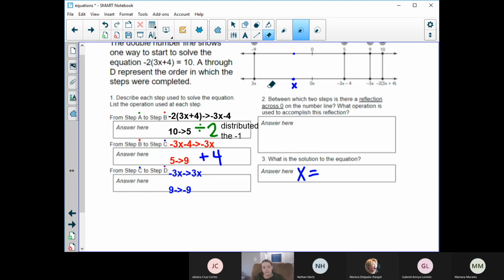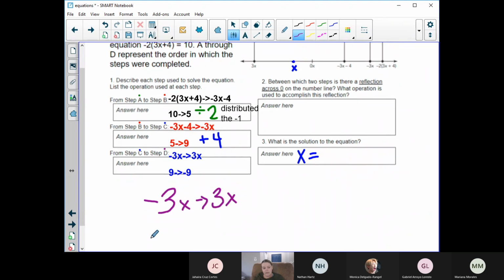Step C to D. So from step C to D, we went from -3x to +3x and 9 to -9. What did we do? What operation did we do here? Or what do you think we did?